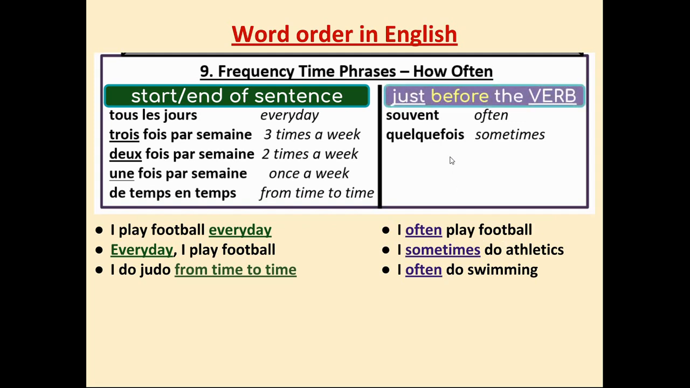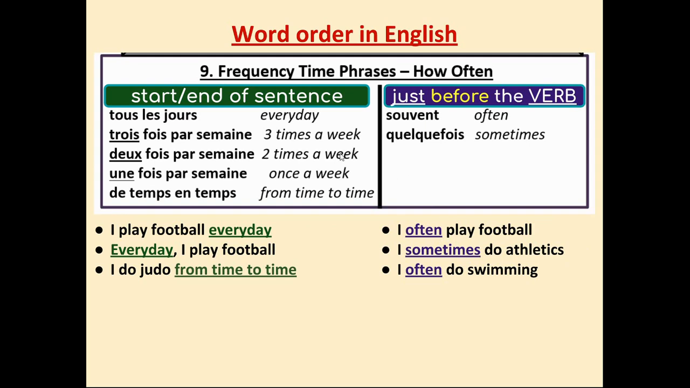So the rule in English is that these two frequency adverbs, you put them just before the verb. So just in front of the verb. I often play. You could say I play often football, but it's not as natural. You might sometimes say I play football often, or I do athletics sometimes, which is correct, but it seems to be a little bit more common to put it just in front of the verb.